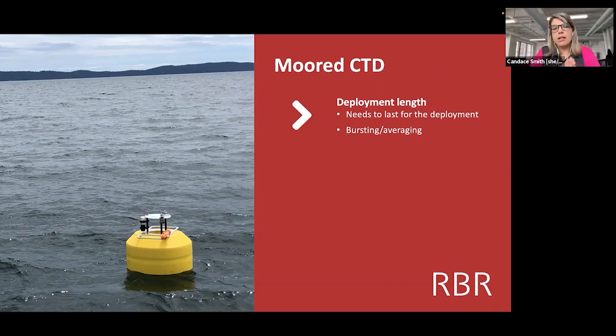So you can do a burst. Instead of the instrument turning on for, you know, 1 minute, you could say turn on for 5 seconds and do that every minute. So you're getting more data. It might help with any spikes in the data that you're seeing.